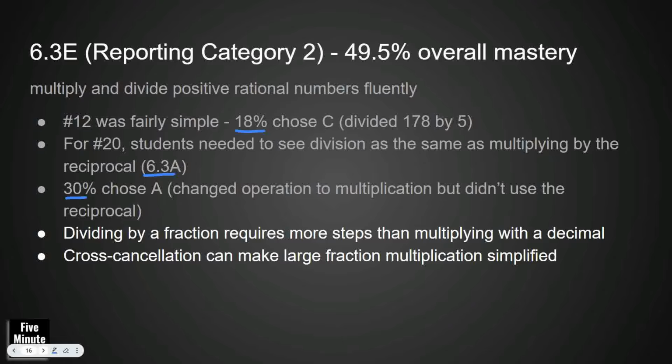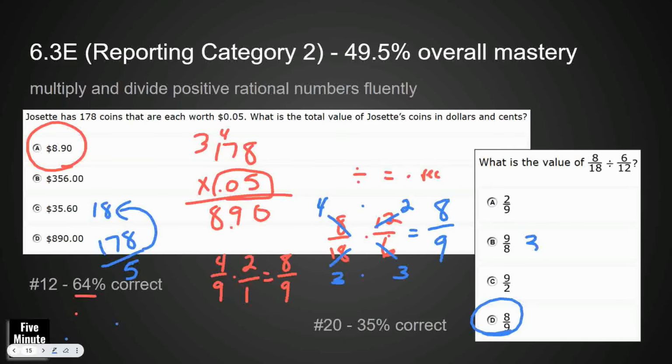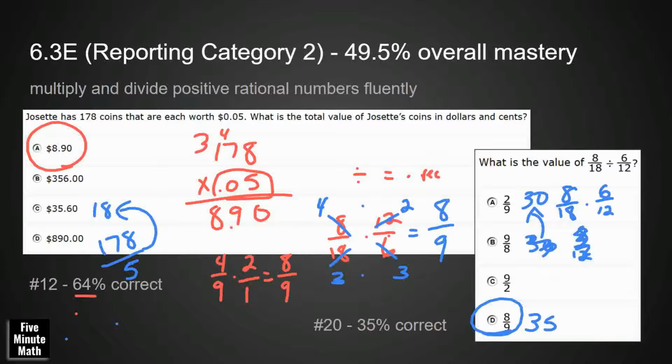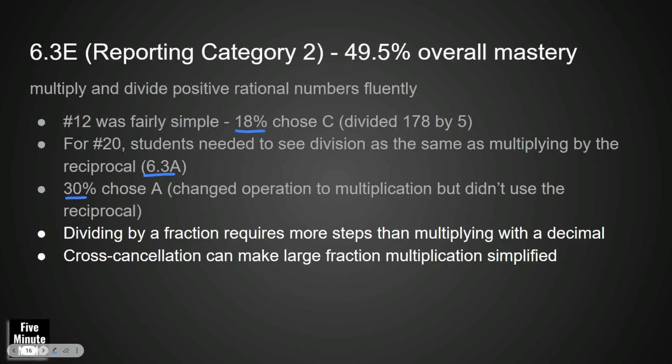And then 30% chose A. So 30% chose A and 35. So they knew something had to happen. How do you get A? Well, what they did is they did 8/12. Oh, let's hold on. 30% goes right here. They did the 8/18ths. They changed it to multiplication, but they didn't flip it. They kept it as 6/12. And if you multiply 8/18ths and 6/12, you're going to get 2/9. So they knew something had to change, but they didn't know that you had to find the reciprocal as well. So that was definitely a challenge for our students.